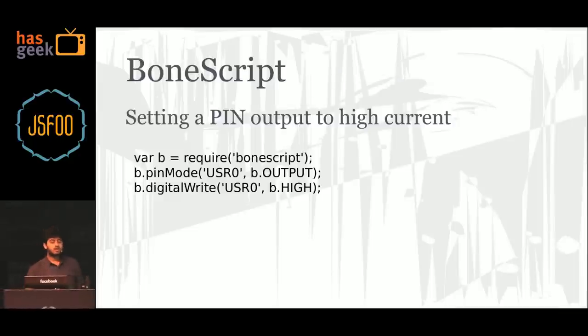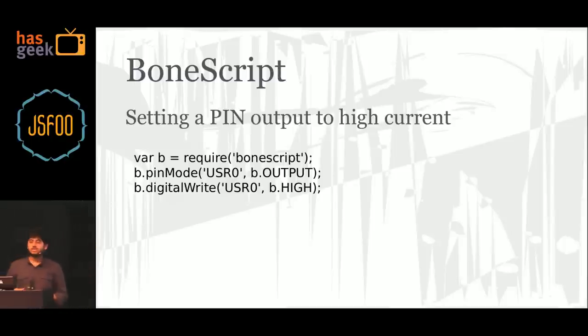So coming to how BoneScript works, this is a very basic example of turning on the current on one of the pins on your BeagleBone. Like a node library, you just require BoneScript. And then first of all, you select the pin mode. So you do pinMode. USR0 is basically the name of the pin.